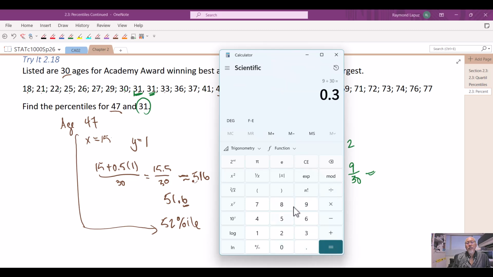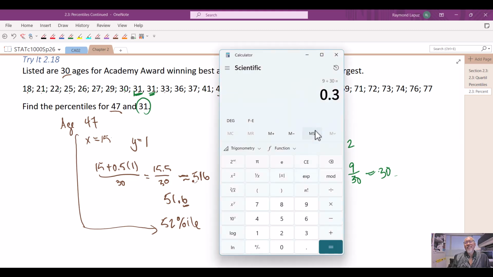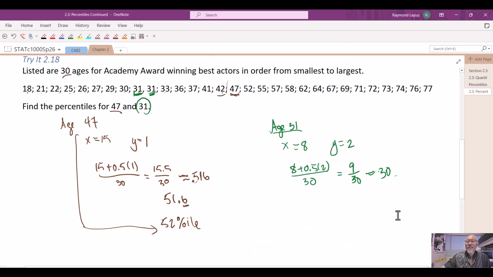And these numbers should be less than 1. It looks like we're in the 30th percentile. So that's a nice number, it's a whole number, we don't have to round. Wait a minute, let's try that again. 9 divided by 30. Okay, I skipped steps in my head. So the answer is correct, 0.3. And then you want to write this as a decimal or as a percent. You move this over twice. That's the 30th percentile. So age 31 is in the 30th percentile.